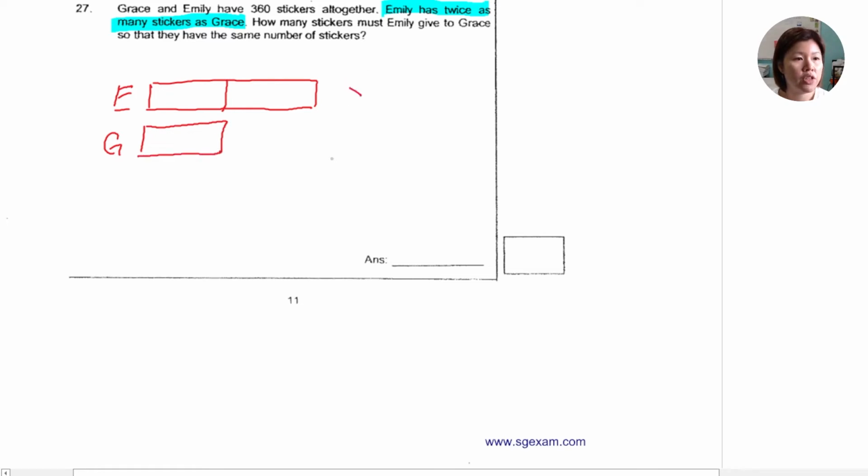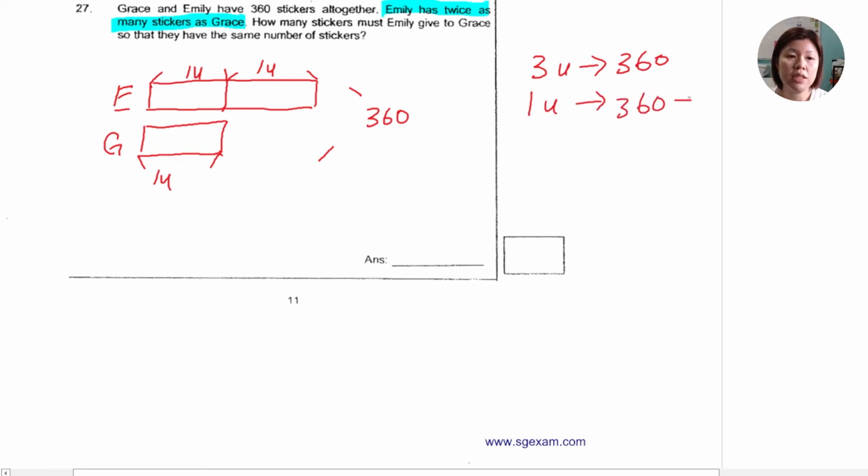And both of them have 360 stickers. So we can find 1 unit first. So we can say 3 units is actually 360. 1 unit is actually 360 divided by 3, we can do the working here. 3 into 3 is 1, minus 3, 0, carry 6, 2, 6, 0, carry 0, still 0. It's actually 120. So this part is actually 120.